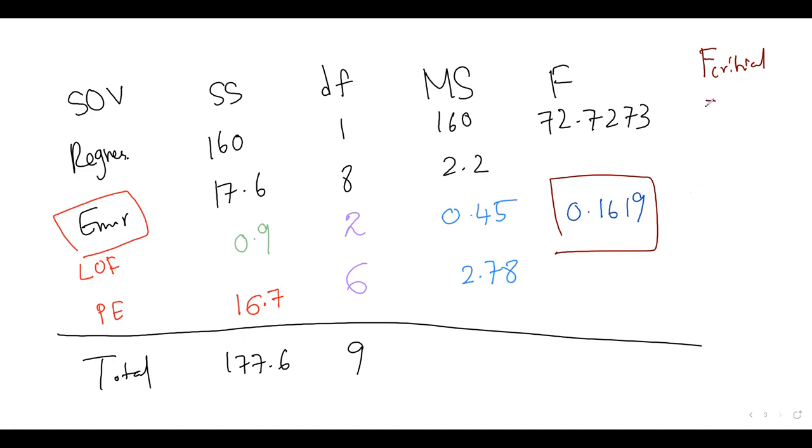So how do you compute F critical? We go along this line. This is the numerator degrees of freedom. This is the denominator, right? F 2, 6. We are checking it with respect to a 5% level of significance. So here I read this from the table. That was 5.14 something, right?